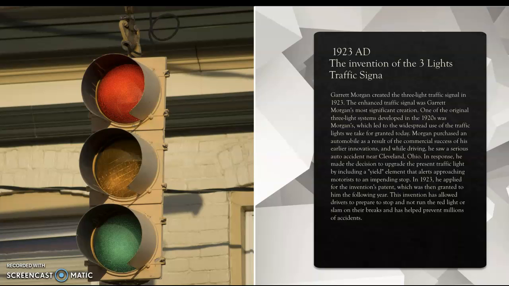driving, he saw a serious accident near Cleveland, Ohio. In response, he made the decision to upgrade the present traffic light by including the yield element that alerted approaching motorists to an impending stop. As we know today, 3-light traffic signals are still in use and have prevented thousands of accidents.